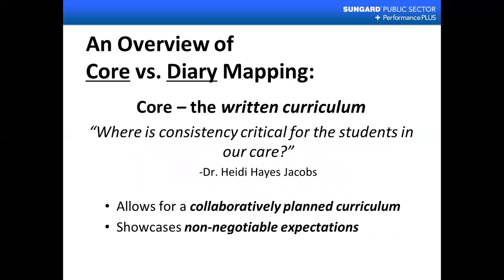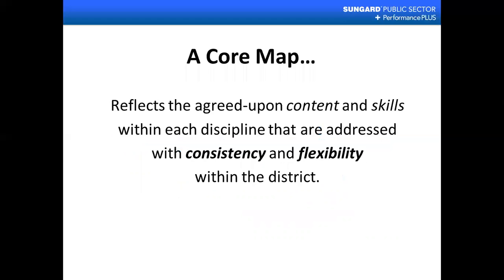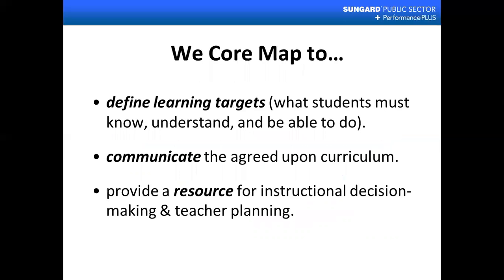Core maps target the specific areas in each discipline that are to be addressed with consistency in a school district. The core map reflects the agreed upon content and skills within each course that are addressed with consistency and flexibility. We core map to define the common learning targets of what students must know, understand, and be able to do, to communicate the agreed upon curriculum, and to provide a resource for instructional decision-making and teacher planning.